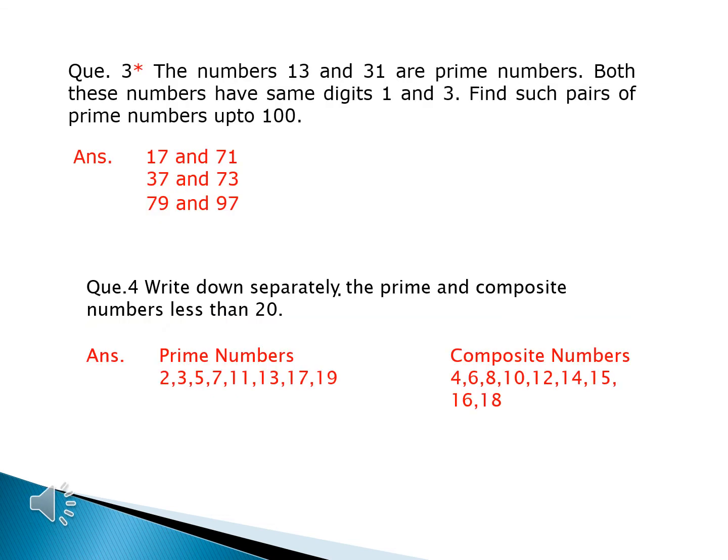Now question number 3. The numbers 13 and 31 are prime numbers. Both these numbers have same digits 1 and 3. Find such pairs of prime numbers up to 100. So there are three pairs of numbers, 17 and 71, 37 and 73, 79 and 97. These are the three such pairs who have same digits.